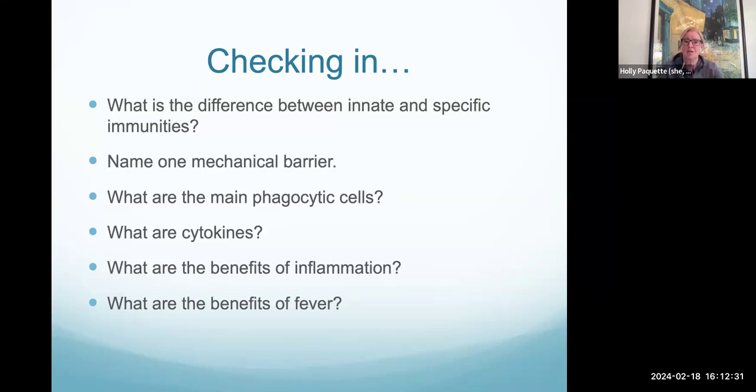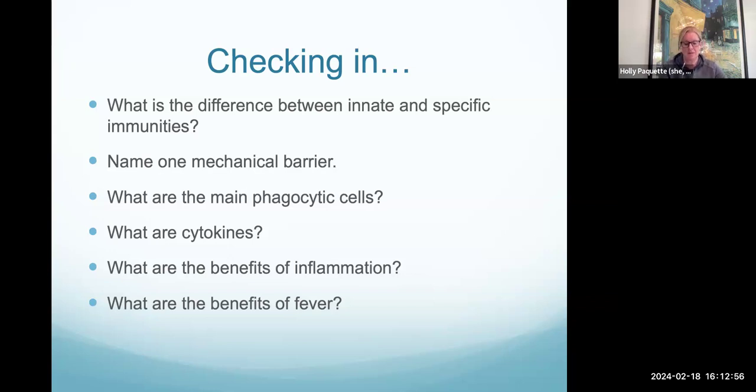So the first question is, what is the difference between innate and specific immunities? So I said that the innate does not have a memory and is non-specific, meaning that it doesn't matter if it's chickenpox or it's the common cold, your innate immunity responds the same way to everything. We haven't really talked about it yet, but specific immunities, or the adaptive immunity, actually is specific for the disease that it's being presented with.